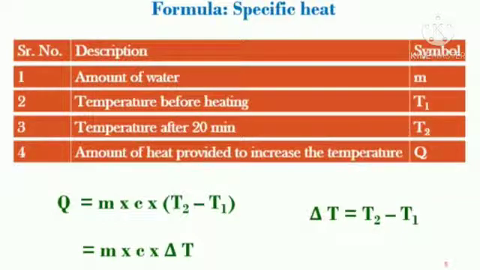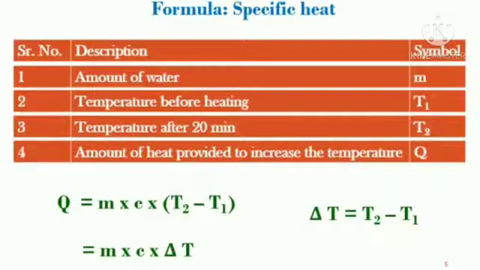Formula of specific heat. Description and symbol is given. Amount of water means M. Temperature before heating means T1. It is called initial temperature also. Temperature after 20 minutes means T2 and it is also called final temperature, TF, also. Amount of heat provided to increase the temperature is Q.